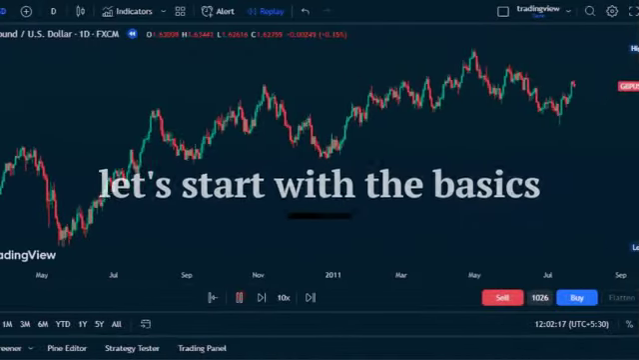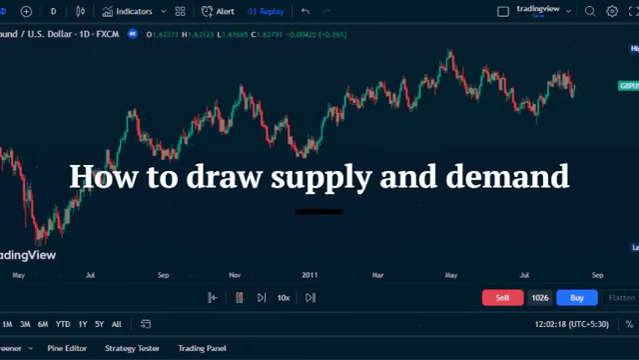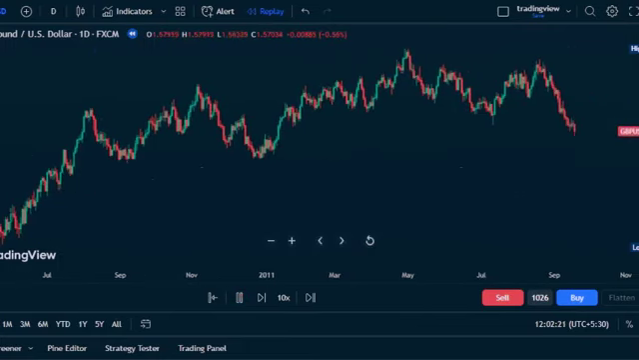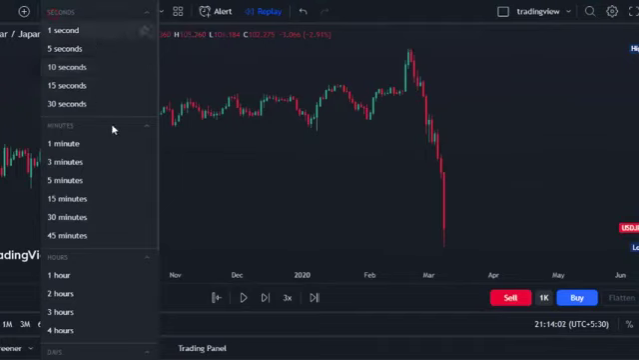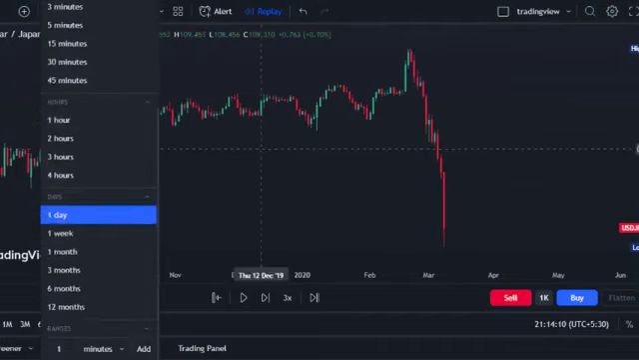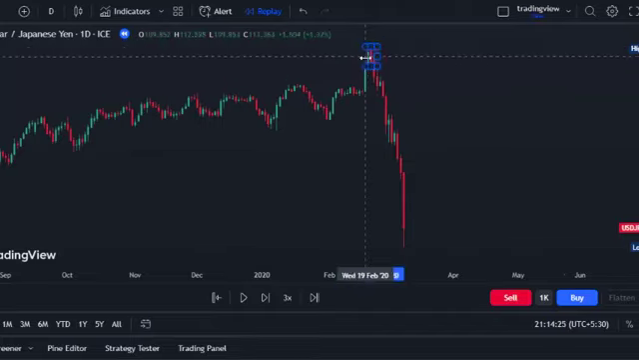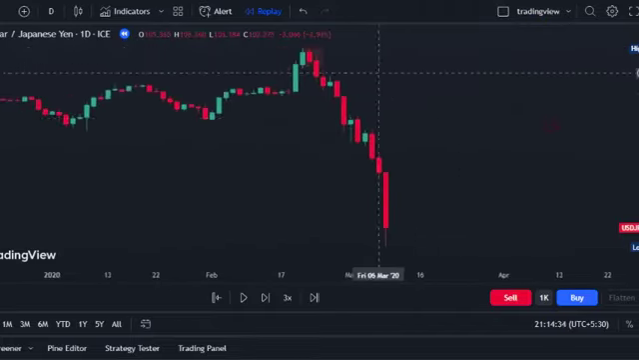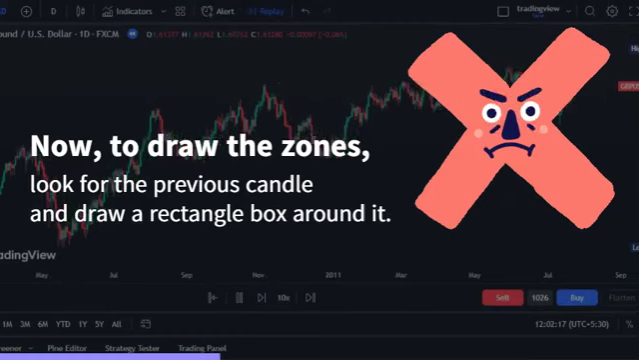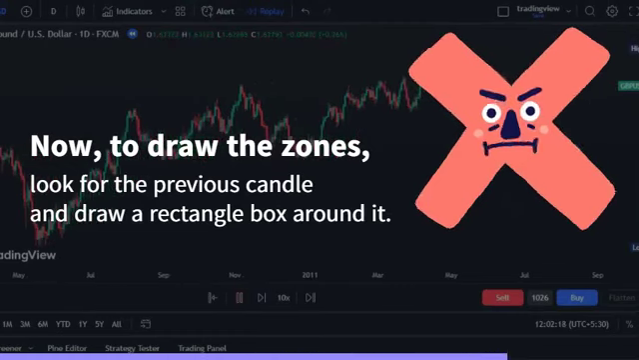First, let's start with the basics and see how to draw supply and demand in a common way. To draw zones, first open a higher time frame chart and then look for where the price reversed. In my case, the price reversed right here with this big candlestick. Now, to draw zones, look for the previous candle and draw a rectangle box around it.